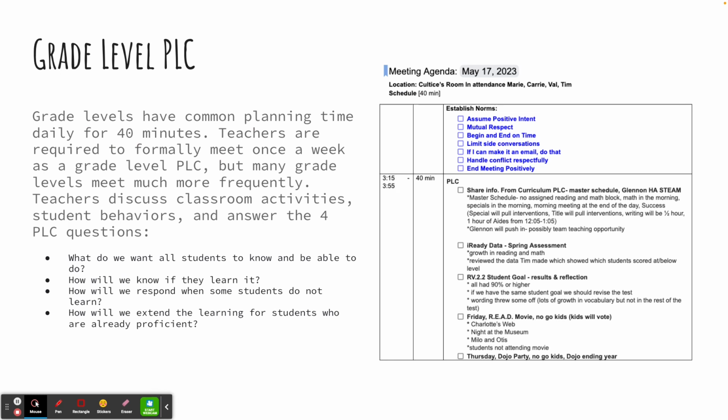Grade levels have common planning times daily for 40 minutes. These grade level PLCs are required to formally meet once a week as a grade level, but many grade levels meet much more frequently. Teachers discuss classroom activities, student behaviors, and answer the 4 PLC questions. What do we want all students to know and be able to do? How will we know when they've learned it? How will we respond when some students do not learn? And how will we extend the learning for students who are already proficient?